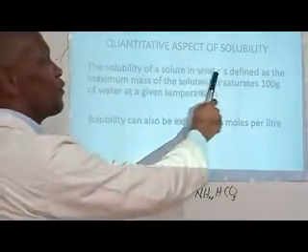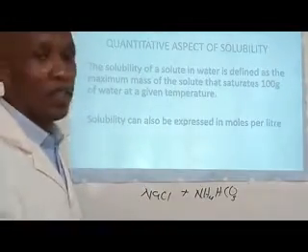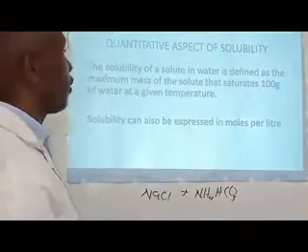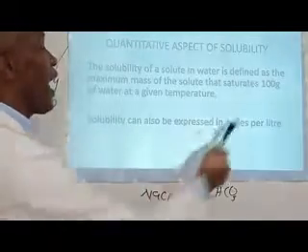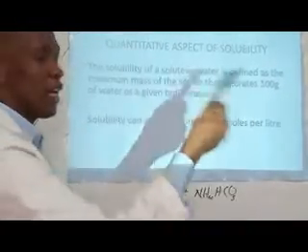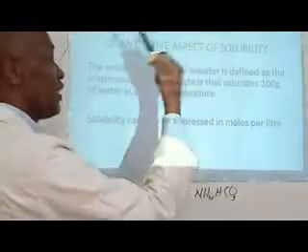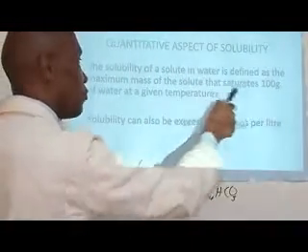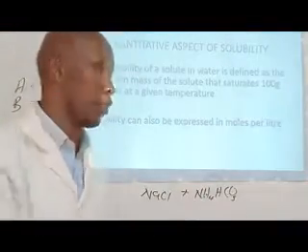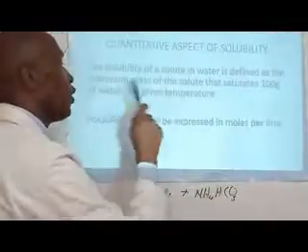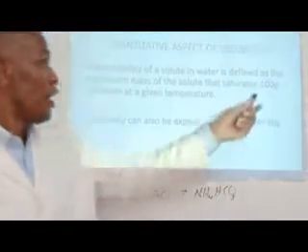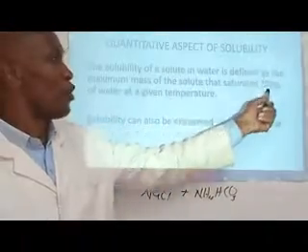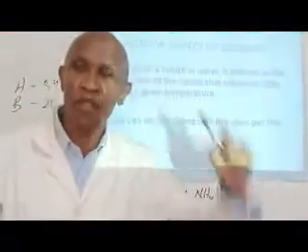It is the amount of solute that dissolves in 100 grams of water at a given temperature. It's the amount of solute that will saturate 100 grams of water at a given temperature. You need to make a saturated solution. Note, I talk about the solubility in 100 grams of water.